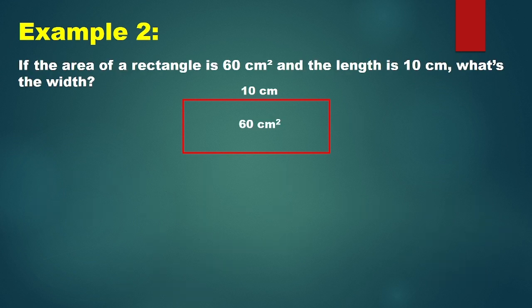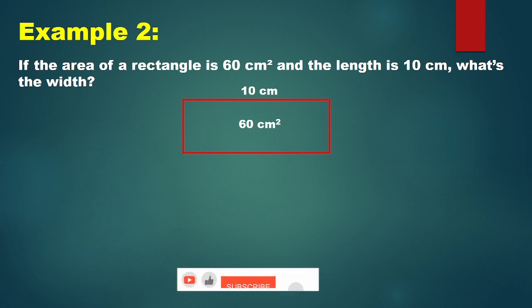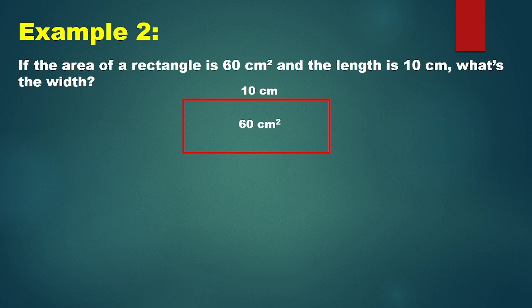Let's try another example. If the area of a rectangle is 60 centimeters squared and the length is 10 centimeter, what is the width? So here we have been given the area already and we're given the length and we're told to find the width. There's a very simple way to do this. To find the width, it is just simply the area divided by the length.